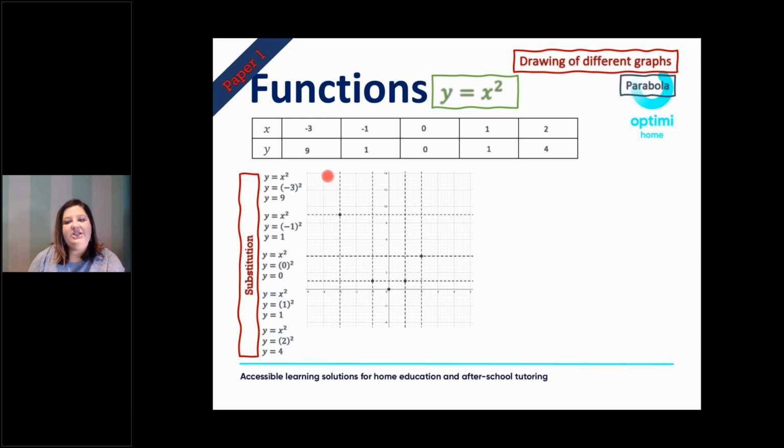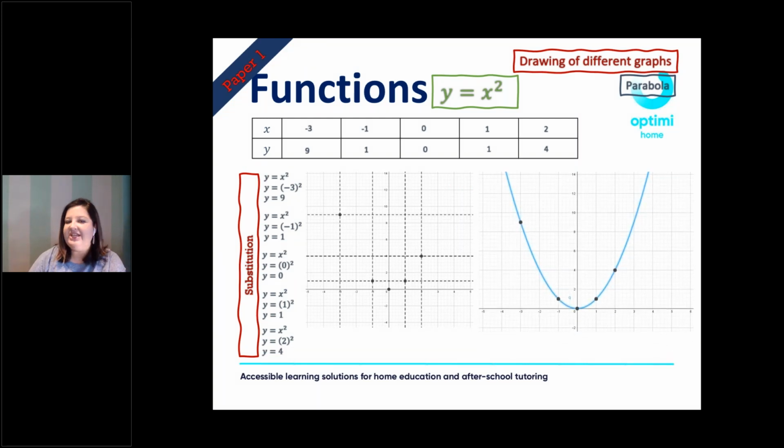Okay. So what do you do next? You connect all of these dots, and already you know it's a curve, it's a parabola, so you can't take your ruler and make a V. You need to take your hand and draw a nice curve over here. So there you have drawn a parabola on your own.